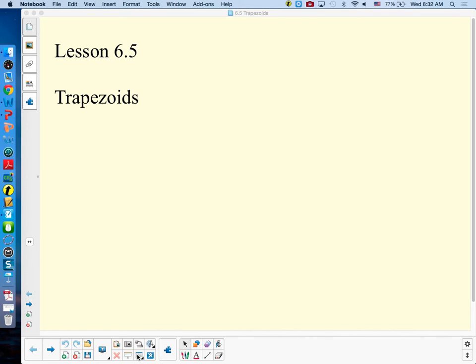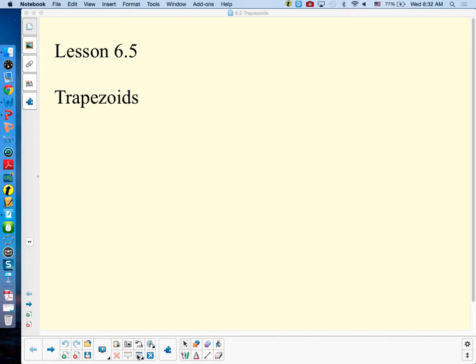This lesson is about trapezoids. I need you to interact with this lesson. You'll have to pause it at certain times so that you can finish taking your notes. I'm going to ask you to do a couple activities, and again, I need you to pause the presentation so that you can do what I've asked and then start back up so that you can see what conclusions you're supposed to be finding.